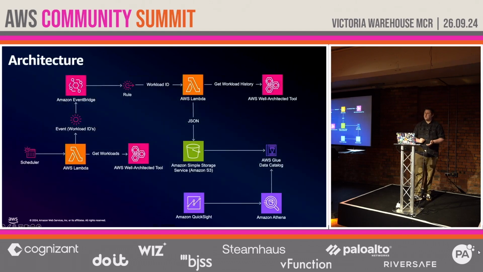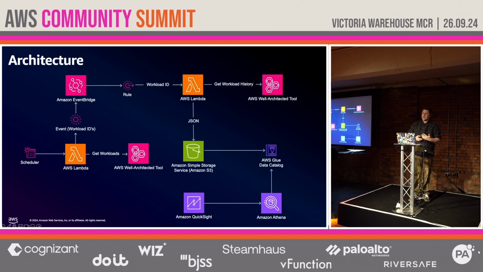So to get a full picture of our workload reviews, including foundational technical reviews, AWS provided, and custom lenses, I needed to build out a bit of a solution. So here we have the architecture, at least on screen. On a daily schedule, we have a Lambda function that runs and collects the workload IDs of all the workloads I have in my Well-Architected Tool.